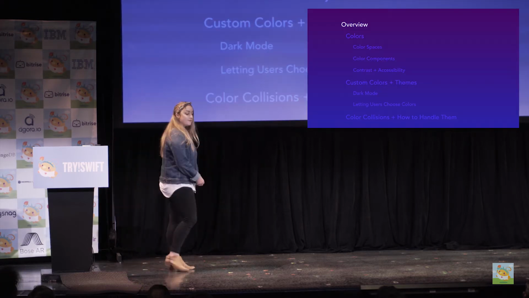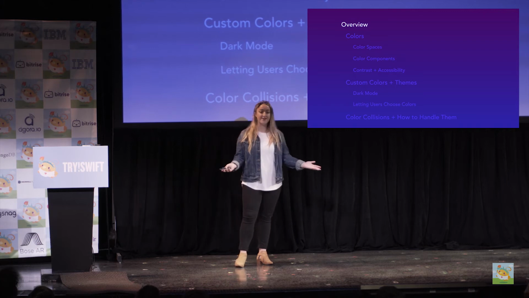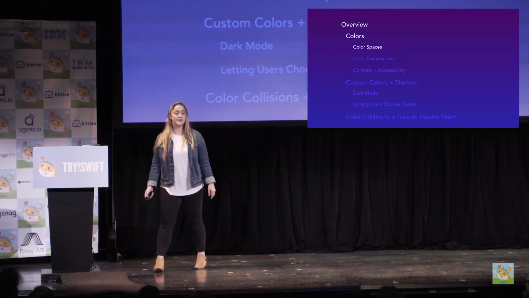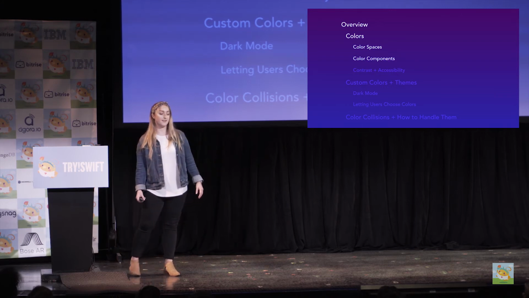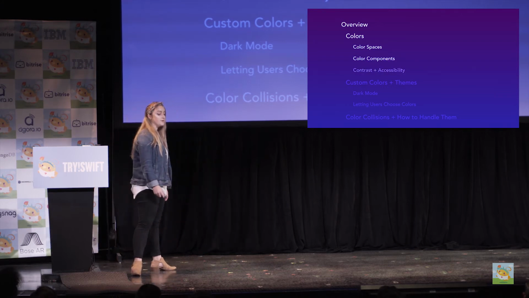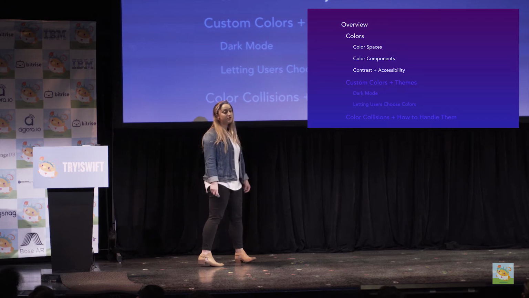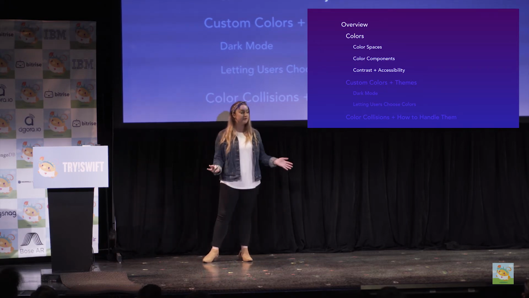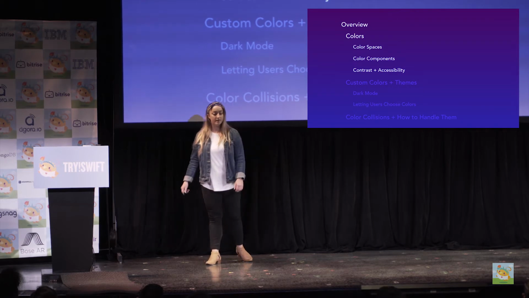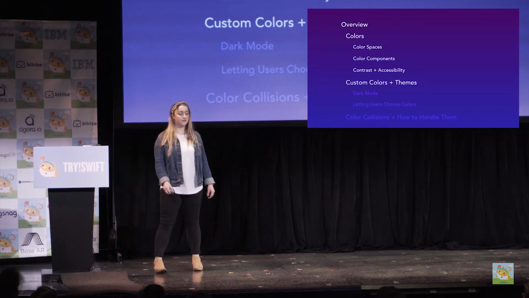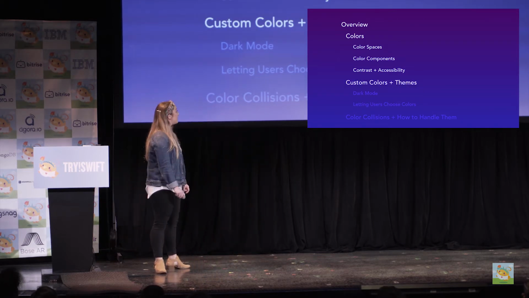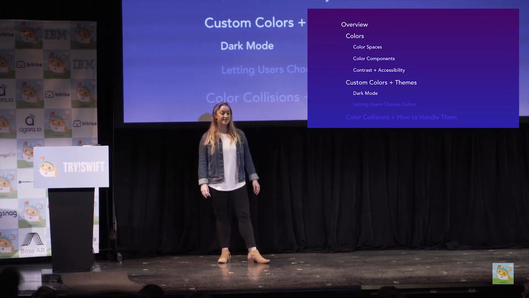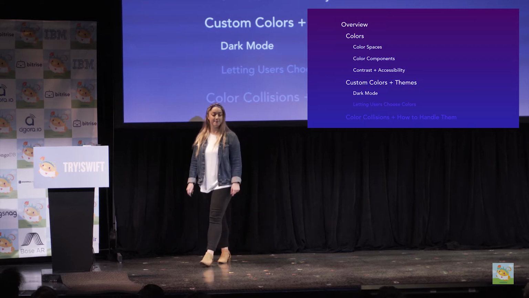Now, to start off, I'm going to give you an overview of what I'm going to talk about today. To start, we're going to talk about color spaces, as well as the components that make up a color. After that, we're going to talk about contrast and how it applies to accessibility. Once we all have a mutual understanding of each of these things, we'll move on and talk about custom coloring and theming throughout your app. This includes adopting dark mode in iOS 13, which I'm particularly excited about.